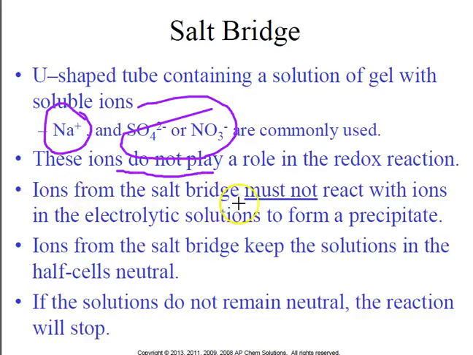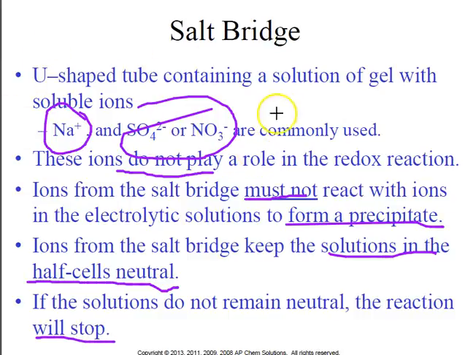So ions from the salt bridge, again on this third point, must not react to form a precipitate. That's going to cause a problem if they do. What is their purpose? They're keeping the solution neutral. This is often a free response style question, and this is your answer. The ions are keeping the solutions neutral. If those solutions do not remain neutral, the reaction will stop. So if there's no salt bridge, there's no flow of electrons. There's no reaction. So we need the salt bridge.